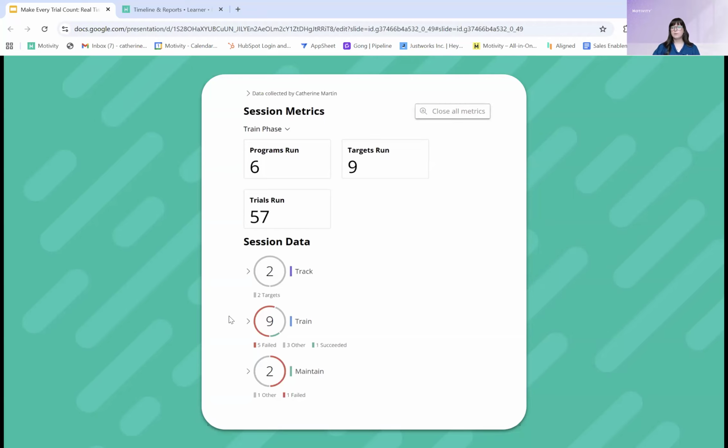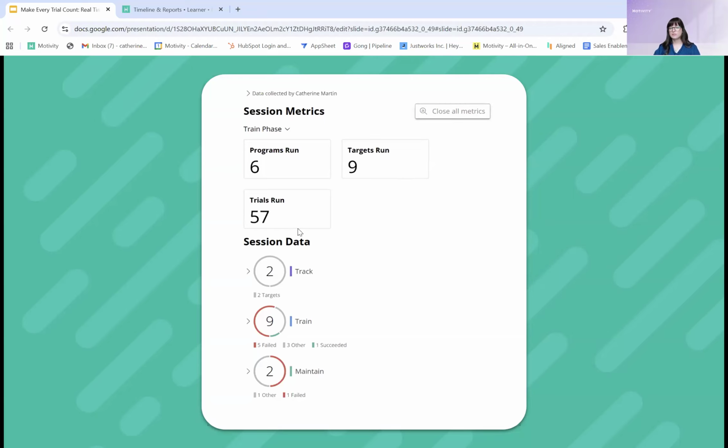Now that data is embedded in my individual session raw data, which we also show you, but now I can capture it a lot faster. I don't have to look at how many trials and add that up. Now I can just quickly see, okay, for the length of time of this session, we had 6 programs run. Is that good? Is that what we want to see, or would we want to see more? There was only 9 targets run. Would we want to see more? Most likely, I was going to say less. And then the number of trials run.